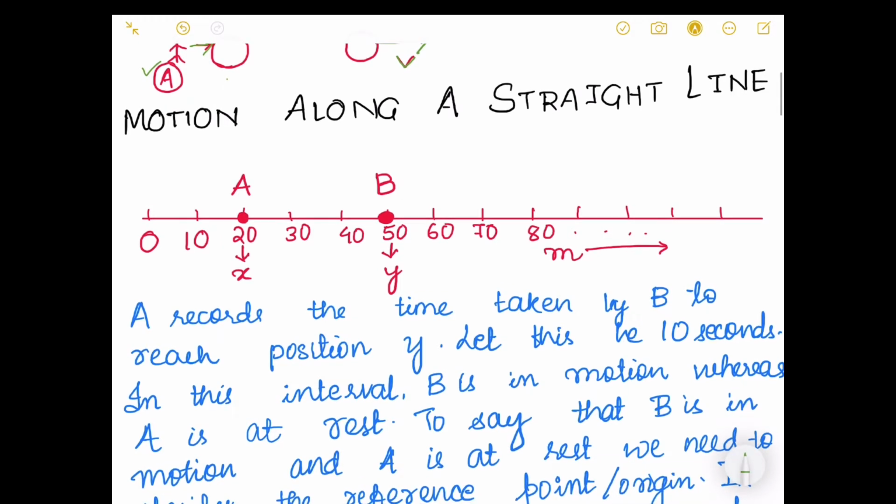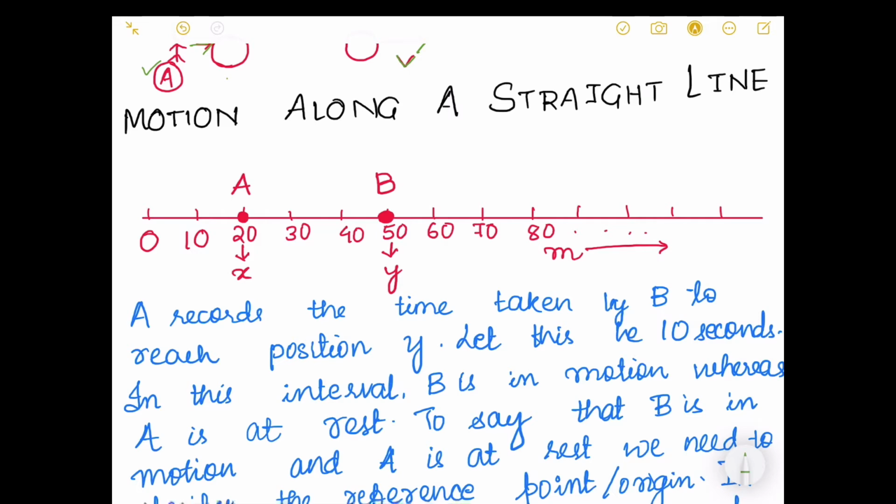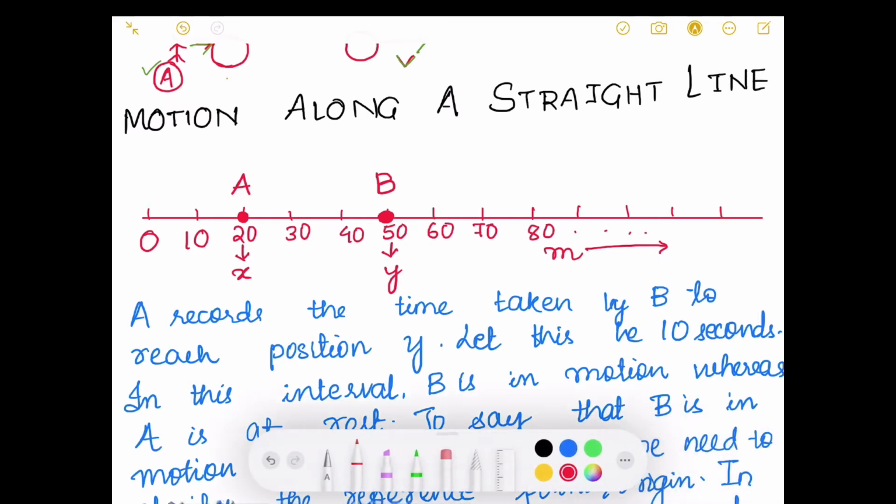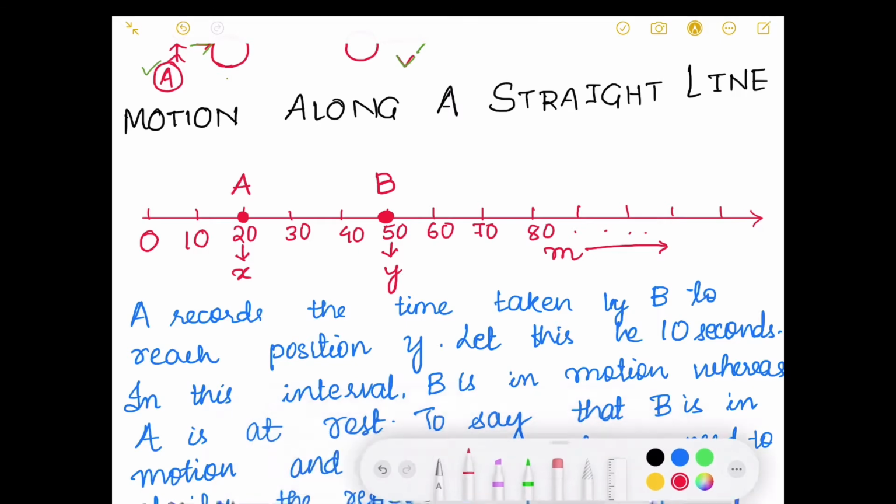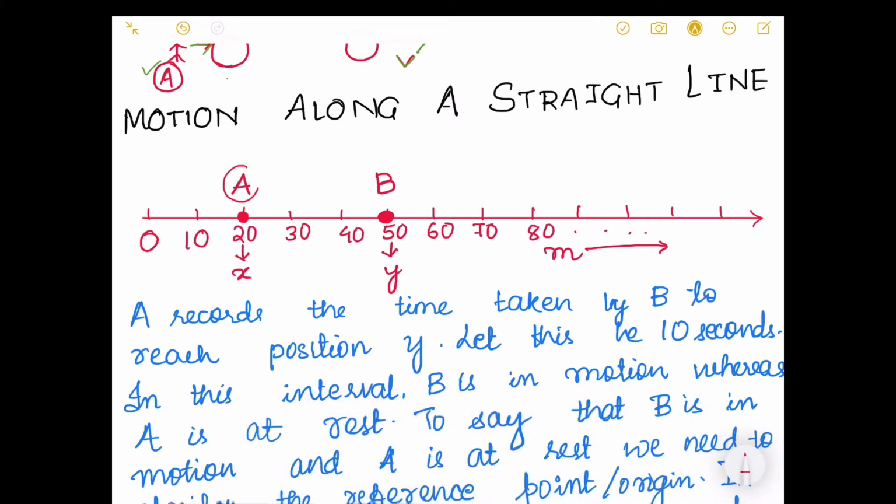Let us understand the reference point with the help of a concept that we have already come across in our mathematics books: motion along a straight line. We understand this concept by an example. Let us consider a number line as shown, and let each and every point in this number line represent distance in meters. Let us consider that there are two friends A and B.